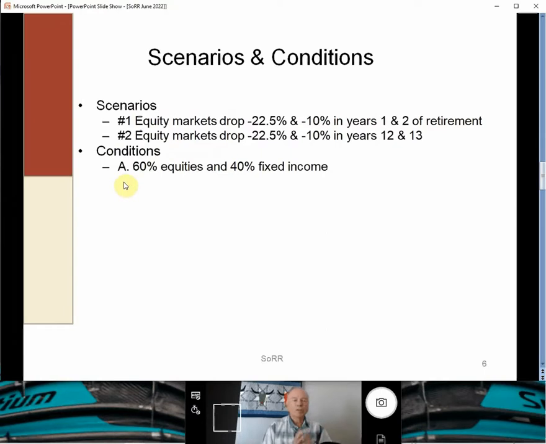Scenarios and conditions. So as I mentioned, I have 2 scenarios. The first features equity markets dropping 22.5% and 10% in years 1 and 2 of retirement. The second scenario changes the timing of those same drops to years 12 and 13. The conditions, simply stated: I'm looking at portfolios that are comprised of 60% equities and 40% fixed income. I could do a lot of conditions, and I have when playing with my model, but for this presentation, I want to keep it basic and simple, just so that I can illustrate the points with respect to sequence of returns risk.